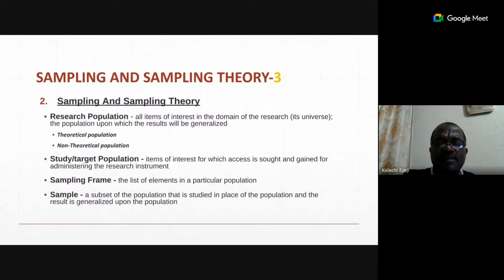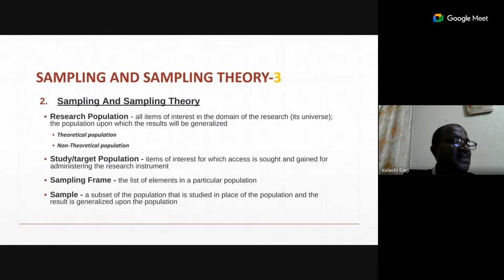Okay. Last on that page is a sample. You know that in survey research, researchers study populations. And that's why we describe the research population, target population or study population, and then the sampling frame. It's all about studying populations. You're studying a phenomenon that is occurring within a population. That's essentially what researchers go on to do. However, for logistical reasons, it's inconvenient, if not impossible, to study all items in a population, particularly as the population becomes larger and larger.